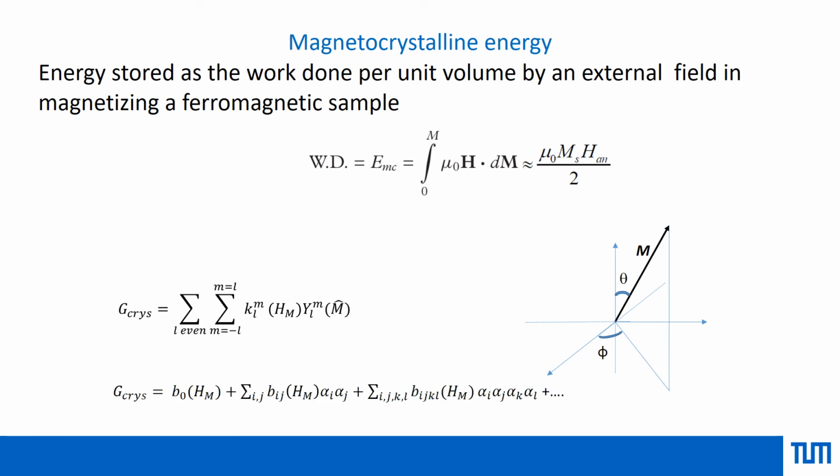An alternative way to represent the energy density is in terms of directional cosines, and this is done by showing the anisotropy energy in successive powers of directional cosines alpha 1, alpha 2, alpha 3, and here is the expression. With these directional cosines you will get some constants, B0, Bi, j, and so on, and these constants are later on related to anisotropy constants.